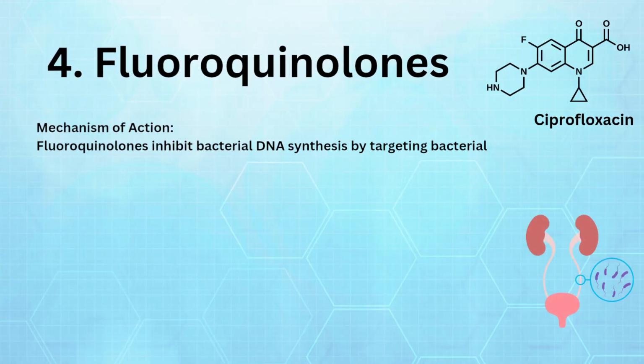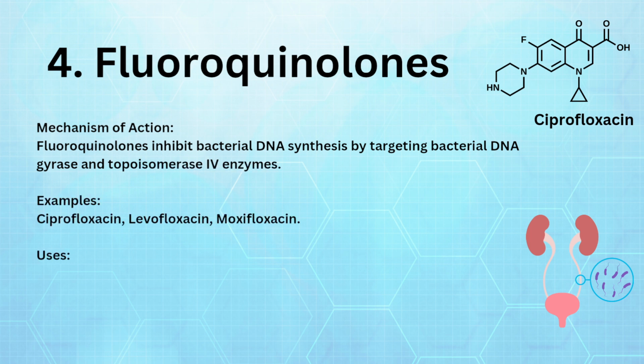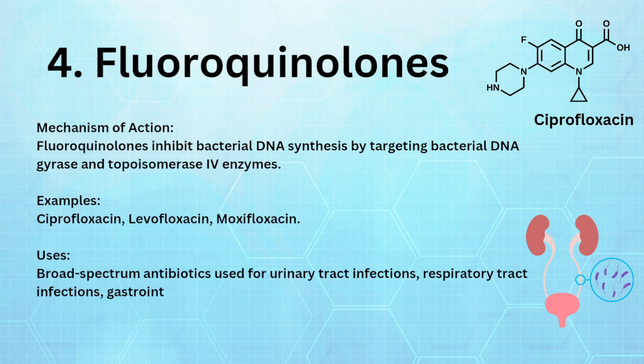Fluoroquinolones inhibit bacterial DNA synthesis by targeting bacterial DNA gyrase and topoisomerase 4 enzymes. They have a broad spectrum of activity. Examples include ciprofloxacin, levofloxacin, moxifloxacin, ofloxacin, and norfloxacin.